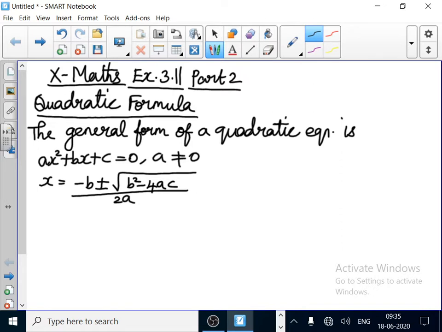So ax squared plus bx plus c equal to 0, where a is not equal to 0, is the general form of a quadratic equation. For this, the solution is x equal to minus b plus or minus square root of b squared minus 4ac, by 2a.